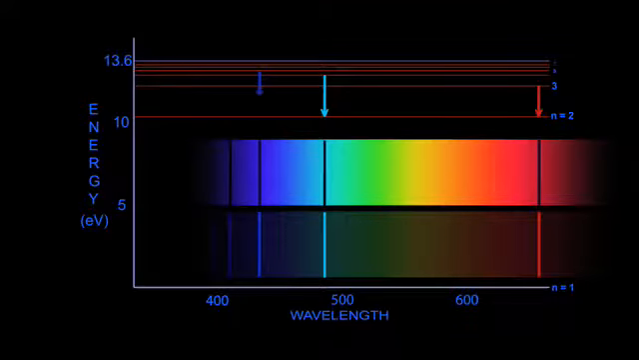When an electron jumps from the n equals 5 shell to the n equals 2 shell, blue light is emitted. When an electron jumps from the n equals 6 shell to the n equals 2 shell, violet light is emitted. When an electron jumps from the n equals 7 shell to the n equals 2 shell, ultraviolet light is emitted. No jumps to n equals 1 are shown because they are all in the deep ultraviolet.